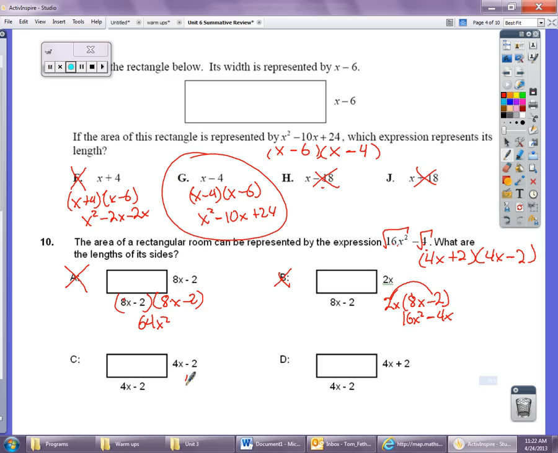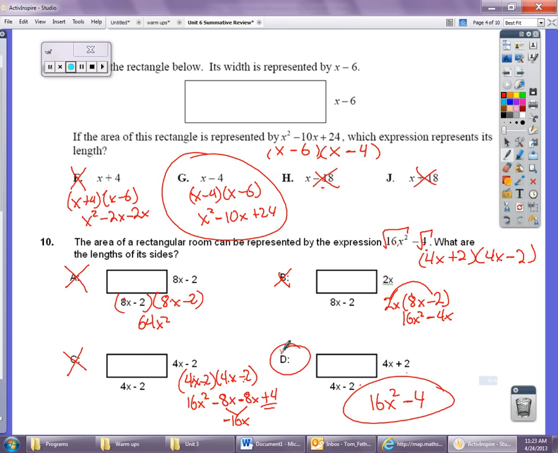And then if you look at C, 4x minus 2 and 4x minus 2. Well, 4x times 4x is 16x squared. 4x times negative 2 is negative 8x. Negative 2 times 4x is negative 8x. Negative 2 times negative 2 is plus 4. Well, we know it needs to be negative 4, and when we put these together, it's going to give us negative 16x, so C is not right. And then D, when we multiply them out, that will give us 16x squared minus 4, which is the correct answer.